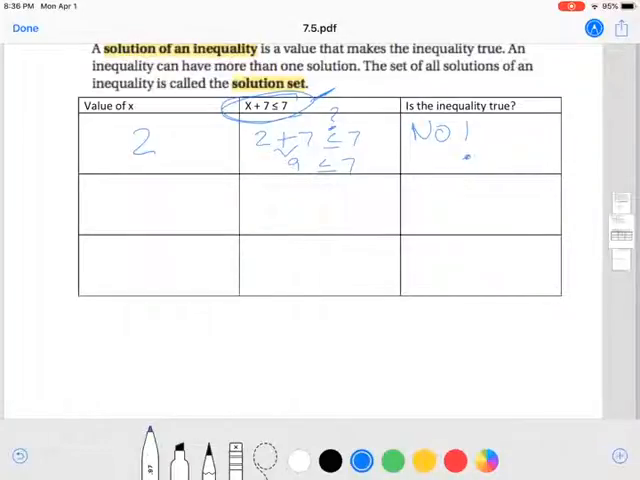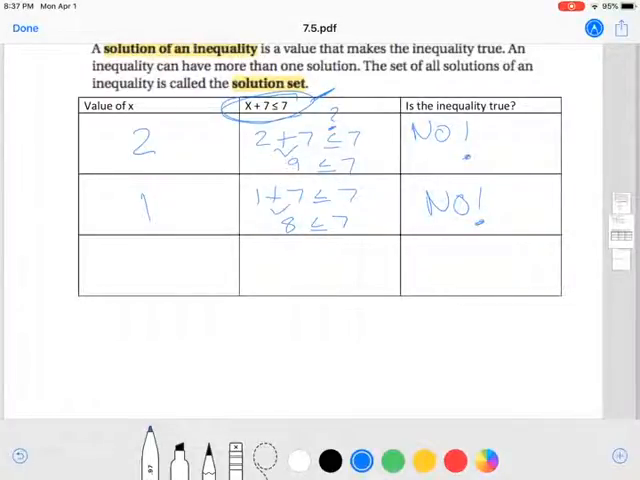We know that 2 doesn't work, so we probably know that going greater than 2 isn't going to work. Let's try 1. 1 plus 7, is this less than or equal to 7? Well, 1 plus 7 is 8, and we know that 8 is not less than or equal to 7, so no, this is not true.